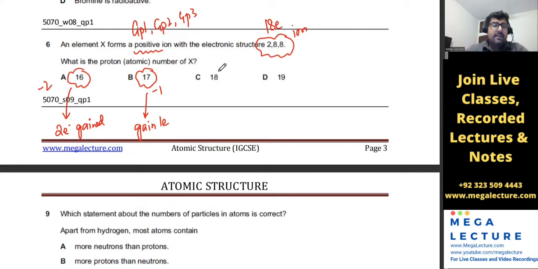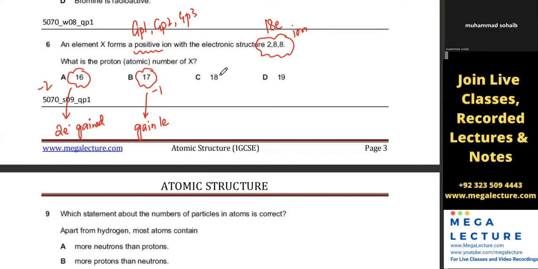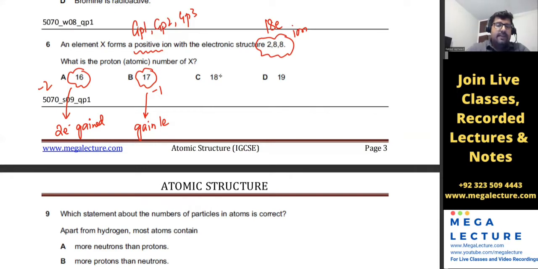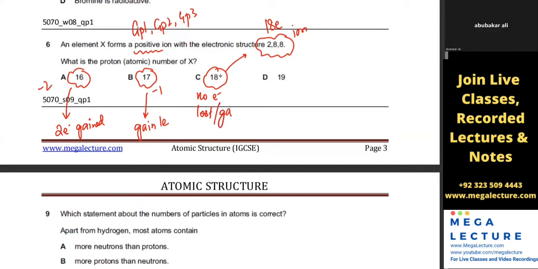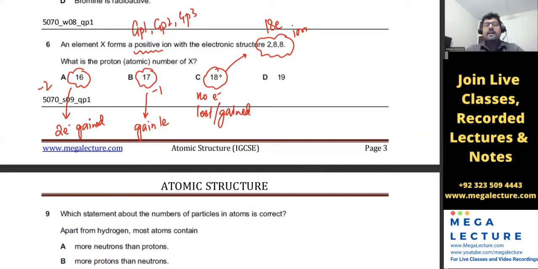Similarly, if the atom had 18 electrons and the ion also has 18 electrons, then it will never become an ion because it never needs to gain or lose electrons. You can only form an ion if electrons are lost or gained. So the atom cannot have 18. To become an ion, it has to lose or gain electrons.